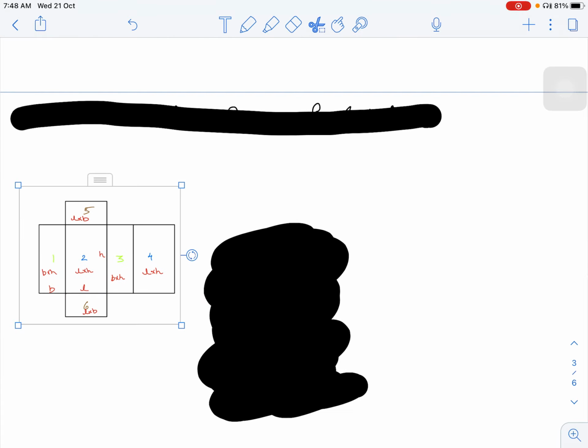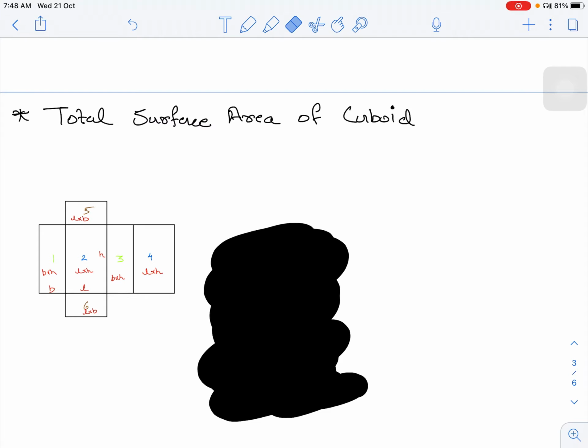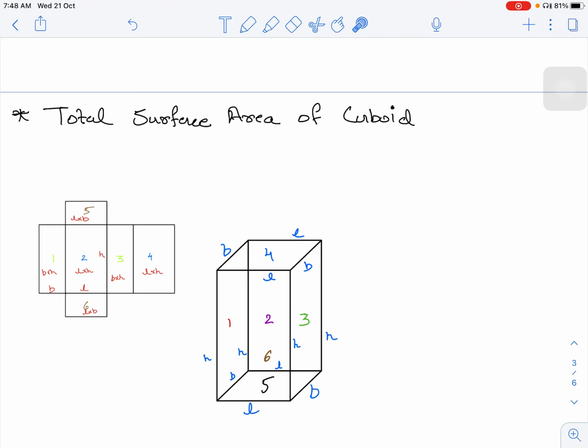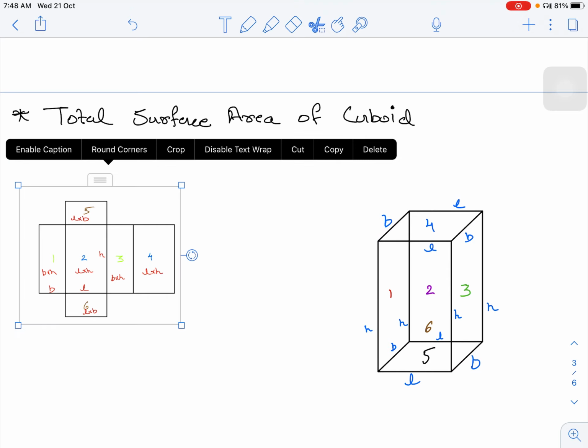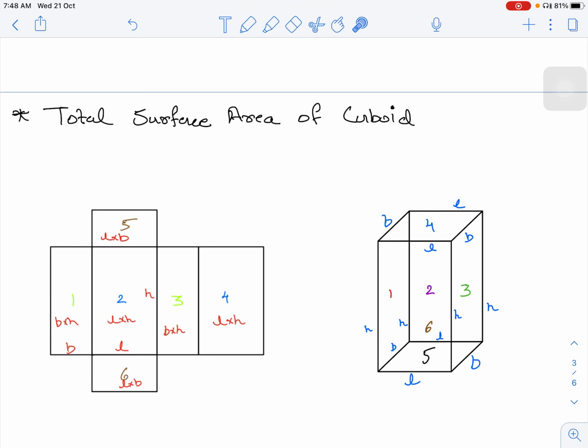Now this total surface area is also simply known as surface area. So whenever in a question it is given to find the surface area, it means we have to find the total surface area. Okay, so now we have the same figure. Remember that this one is our actual figure, the cuboid, and this one is what we get when we open it: the six faces.